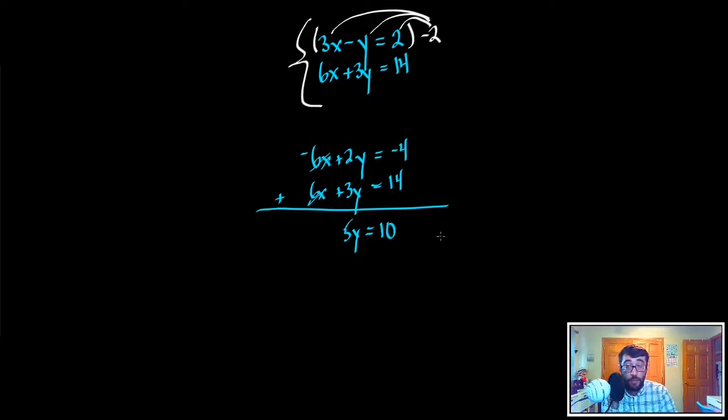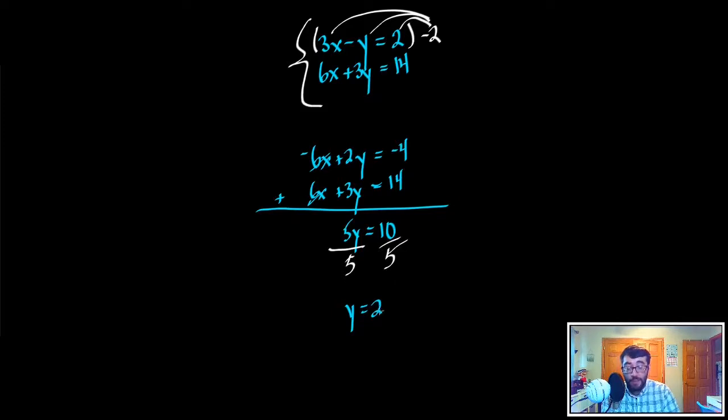And now notice we have a really basic equation to solve for y. So I would divide each side by 5 to get y is equal to 2, which remember was our answer for y when we used substitution. So notice both of these get us the exact same answer, and that should make sense. So we have y is equal to 2. What do we do with that?